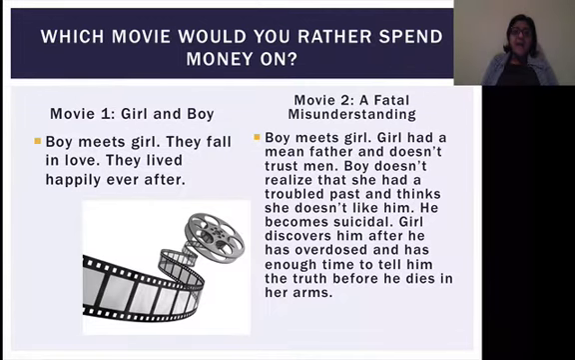So the first thing I want to ask you is, which movie would you rather spend money on? Movie 1, boy meets girl, they fall in love, they lived happily ever after. Or movie 2, a fatal misunderstanding. Boy meets girl who had a mean father and doesn't trust men. Boy doesn't realize that she had a troubled past and thinks she doesn't like him. He becomes suicidal. Girl discovers him after he has overdosed and has enough time to tell him the truth before he dies in her arms. I'm guessing you picked movie 2.